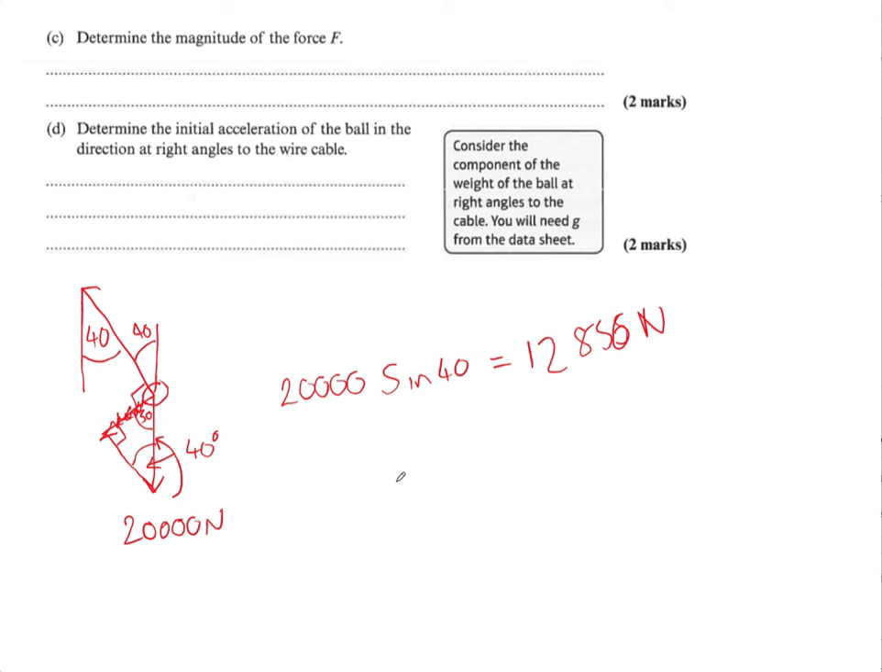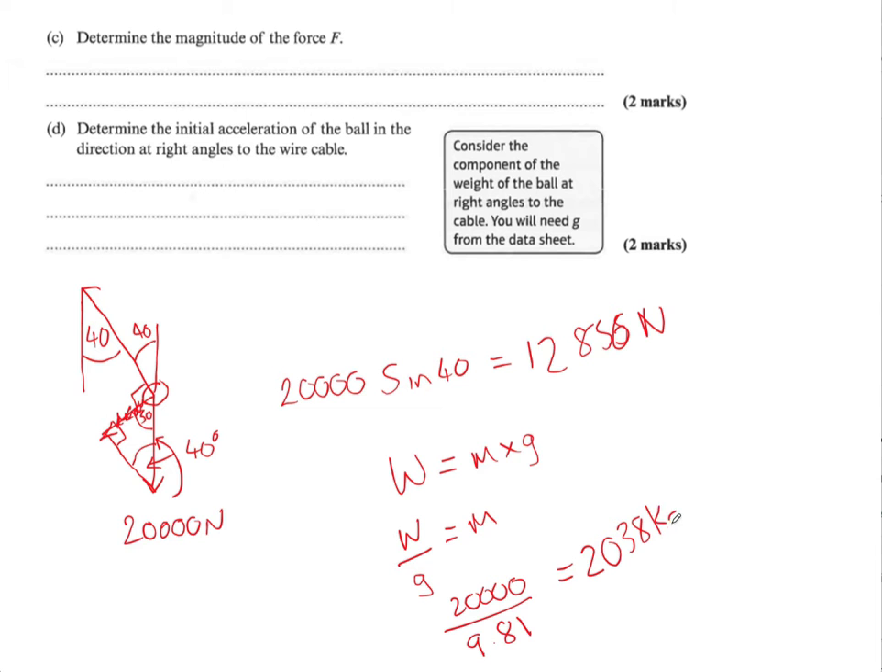Now we need to know what the mass is. Well, weight equals mass times gravity. Therefore, the mass will be equal to weight divided by gravity. So that's 20,000 divided by 9.81, and that will give me the mass as being 2,038 kilograms. That is the mass.